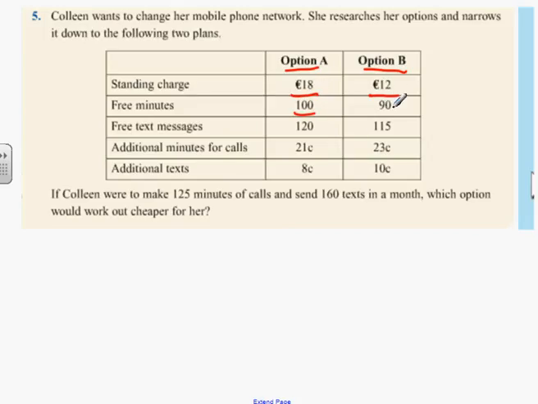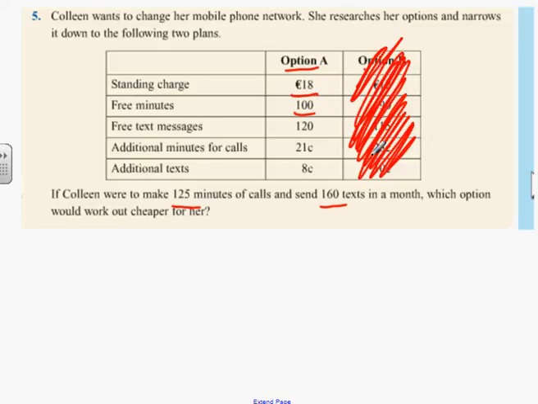Now are you paying attention? 90 minutes for option B. I get 120 text messages, but 115 for option B. I get 21-cent calls and 23-cent calls for option B. If Colleen were to make 125 minutes of calls and 160 texts in a month, which option would be cheaper for her? What I suggest you do is ignore option B completely for a minute. The information doesn't exist. Calculate option A.